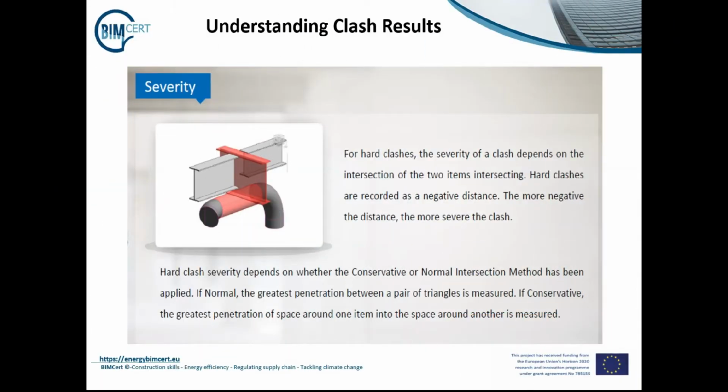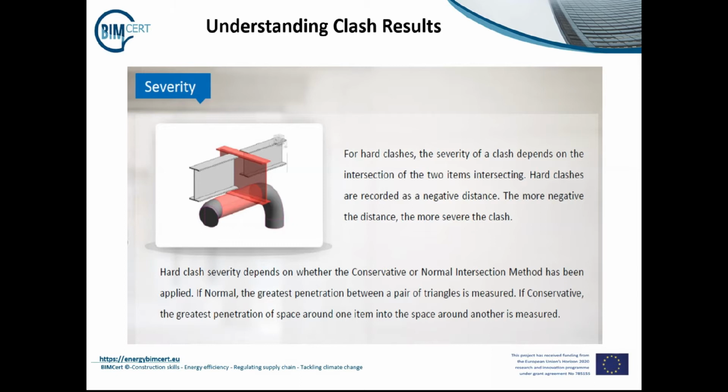With a clash now executed, we need to understand what the clashes actually mean. Clashes are organised based on severity. For hard clashes, the severity of a clash depends on the intersection of the two items intersecting. Hard clashes are recorded as a negative distance. The more negative the distance, the more severe the clash.